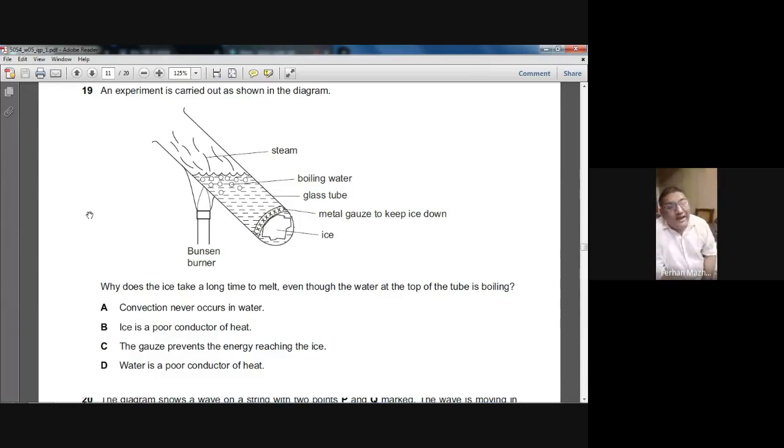Why does the ice take a long time to melt, even though the water at the top of the tube is boiling? The reason is that the heat from the upper water cannot come down by convection, because by convection the heat does not go downward. Another way the heat could have reached the ice cube through the water is by conduction. But water is a poor conductor of heat. So that's why the heat from the top is not reaching the ice cube very efficiently. So the answer is B: water is a poor conductor of heat.